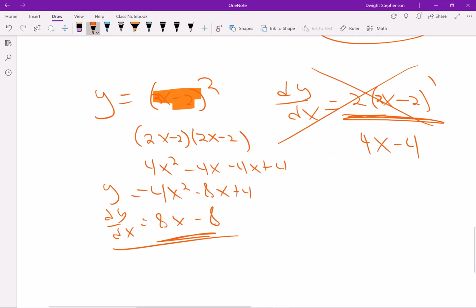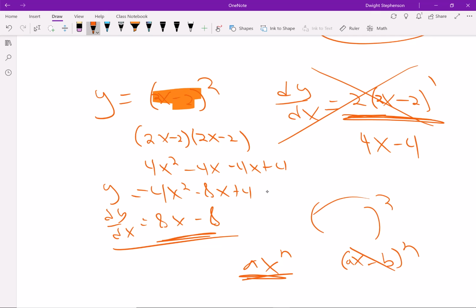So just be aware, if you have parentheses and stuff, you can't just use power rule. Power rule only works if you have single terms with exponents. It only works for things like this. It does not work for things like this. Okay, so just be careful about that when you go through this.